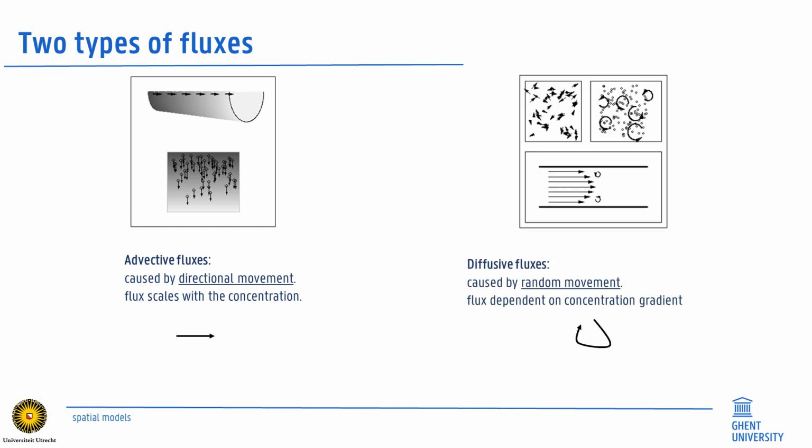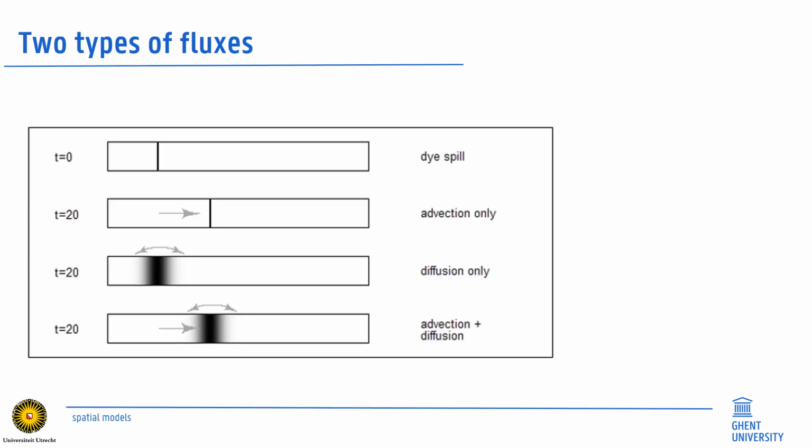And diffusive fluxes, caused by random movements, so-called Brownian motions. These fluxes depend on the concentration gradient and increase when concentrations are larger. Or more visually, imagine a dye spill along one dimension.